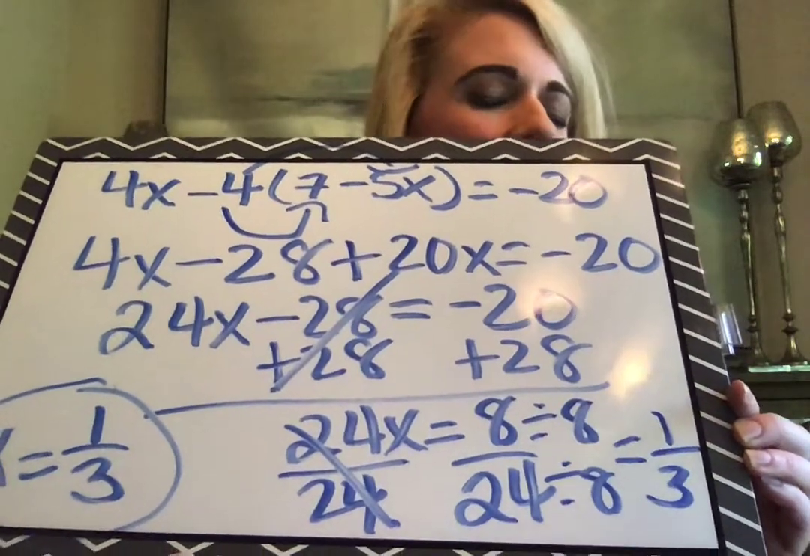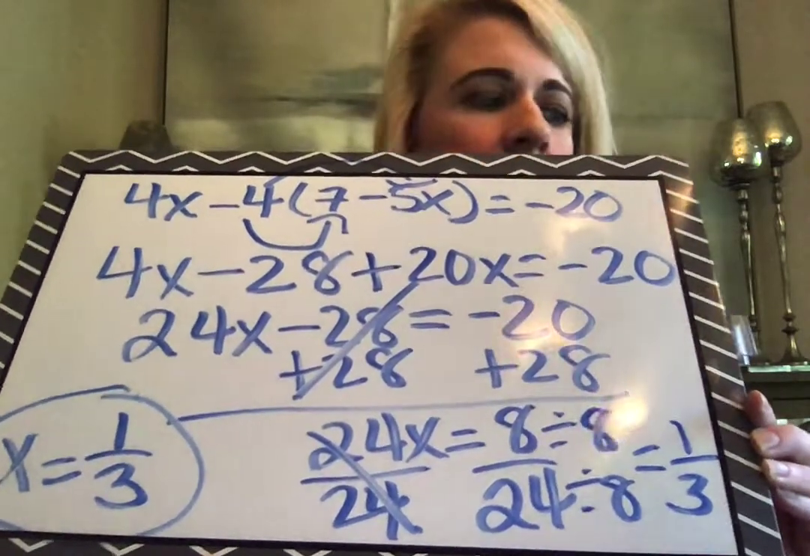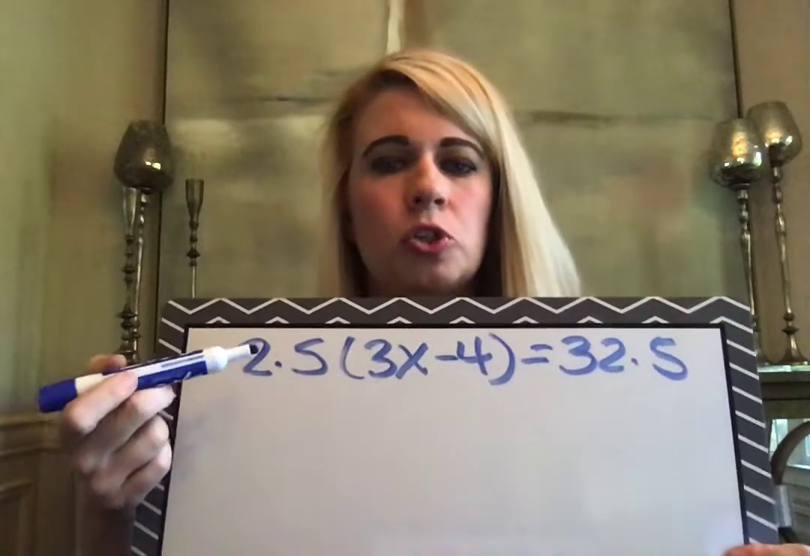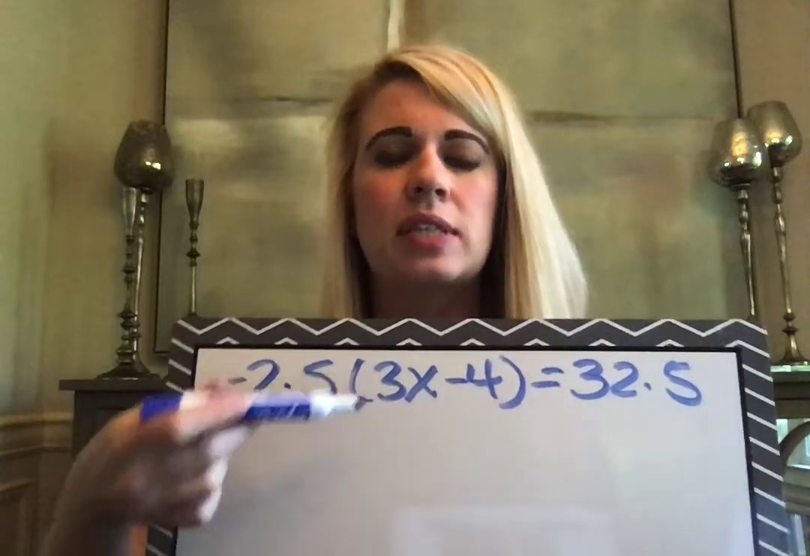Okay, number 7 has a decimal. Not as hard as a fraction. So let's go distribute that decimal answer. All right. So we have negative 2.5, open parentheses, 3x minus 4, close parentheses, equals 32.5. Okay, so you're distributing the negative 2.5 times both of those. So I'm going to draw my arrows. Draw your arrows.